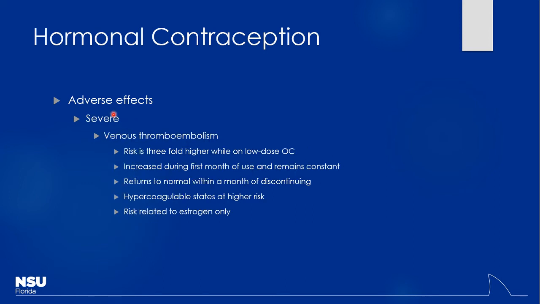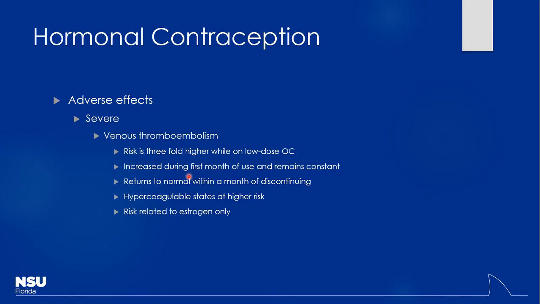The severe effects we worry about include venous thromboembolism, obviously. When patients are on low-dose oral contraceptives, their risk is about 3-fold higher than without it. So we know the risk is there, and that's why it's important to counsel your patients about that risk and let them know the warning signs of a VTE, especially things like PEs that we're really worried about. Typically, that risk goes up when they first start therapy, and it remains constant while they're on it. And what do you think about the risk when they come off the therapy? It goes back down to their normal baseline level.